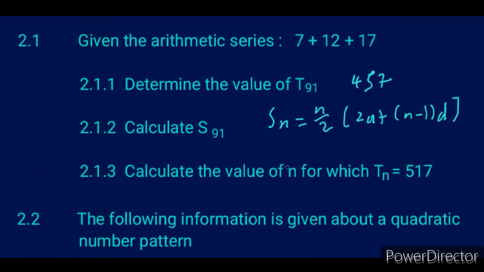So now the number of terms is going to be 91. So it's going to be 91 over 2, and then we're going to have 2 times our a, which was 7, and then plus 91 minus 1, and our common difference was 5, so we're just going to have 5 there. All right, let's just type this in the calculator and let's figure out what we'll have.